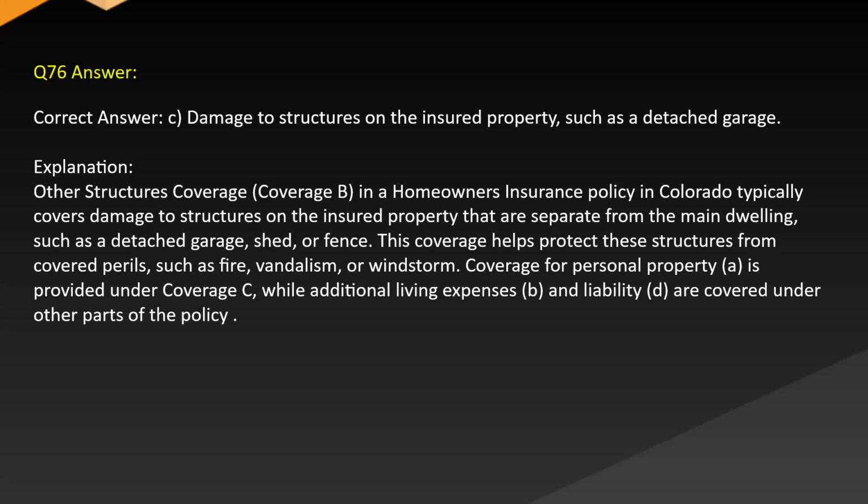Explanation: other structures coverage. Coverage B in a homeowner's insurance policy in Colorado typically covers damage to structures on the insured property that are separate from the main dwelling, such as a detached garage, shed, or fence. This coverage helps protect these structures from covered perils, such as fire, vandalism, or windstorm. Coverage for personal property, A, is provided under coverage C, while additional living expenses, B, and liability, D, are covered under other parts of the policy.